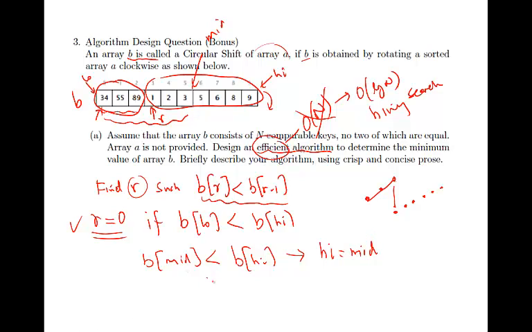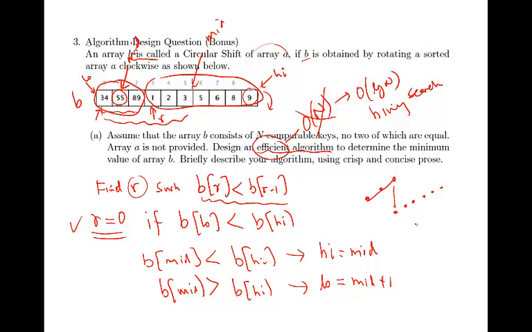And then you keep the low the same, and you want to look at the left-hand side of the array. Suppose B of mid is greater than B of high. So you're in a situation like this. Maybe this is your mid at some point, and that B of mid happens to be greater than B of high. So this means that it should be somewhere to the right of B of mid. So in fact, you can set the low to mid plus 1, and you can start from there.